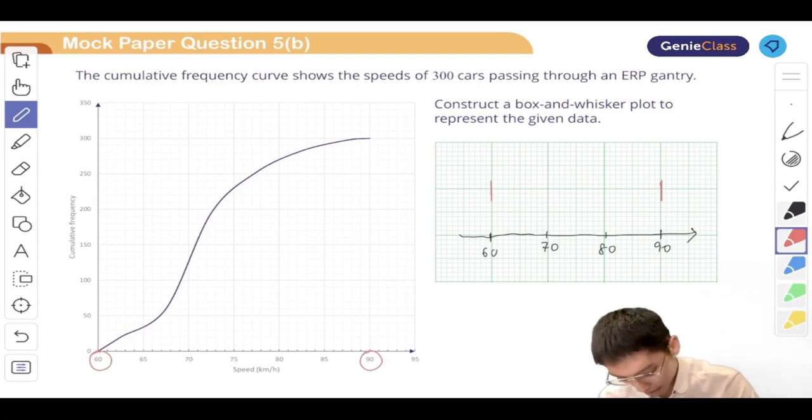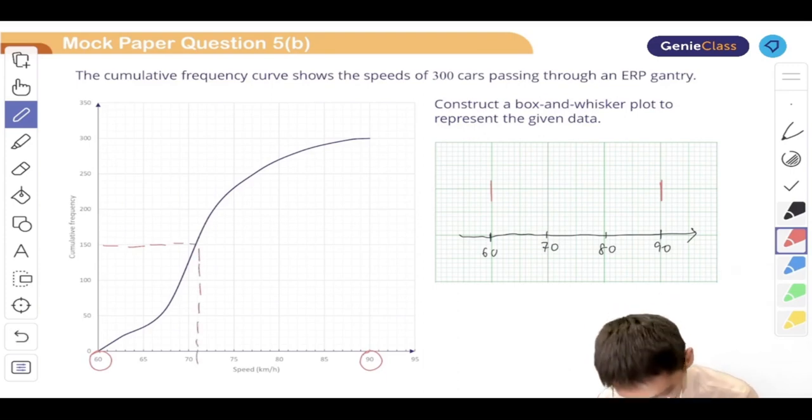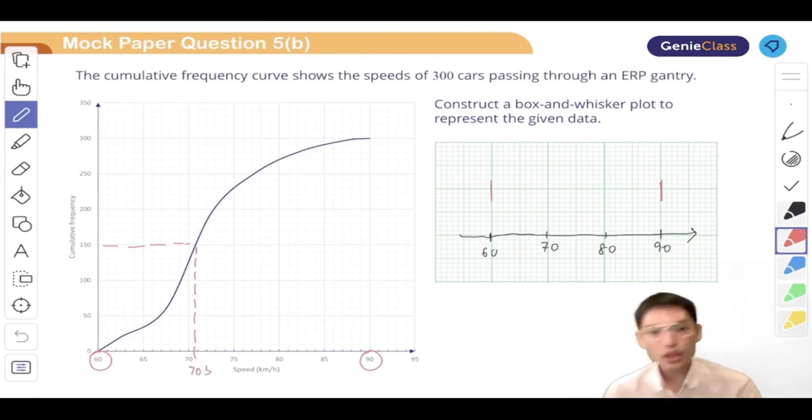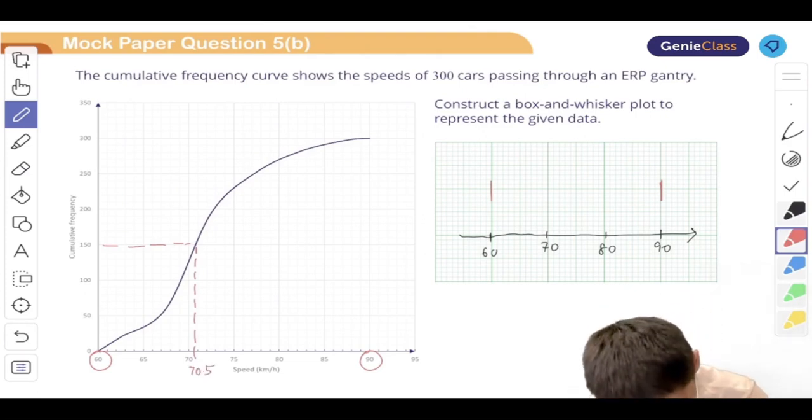So easiest to start, median. 150, half of it. You've got to trace down. This is going to give me a value of 70.5. Not accurate, let me just draw, because it's the halfway mark. 70.5. On the actual exam, the graph will actually be bigger, so don't worry about it.